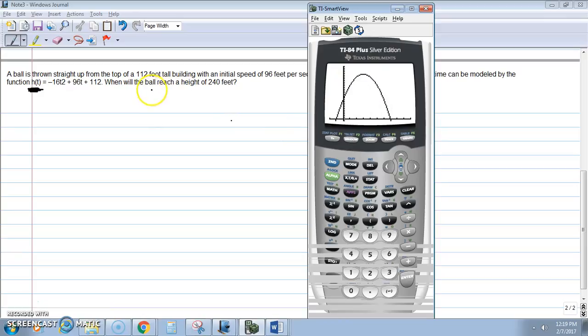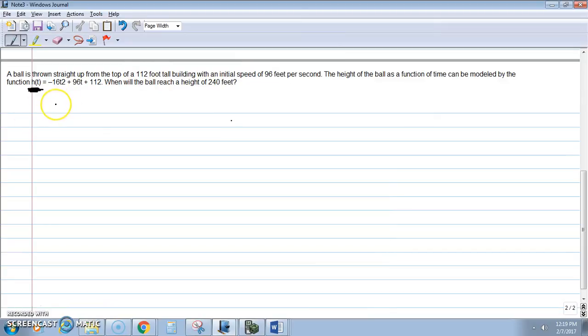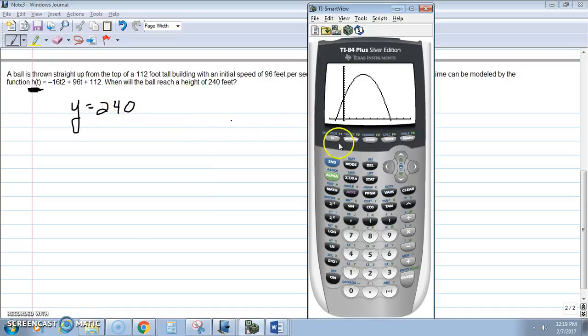Okay, so it wants to know when will the ball reach a height of 240 feet. So I want to solve this equation instead of 0 like before. I want to find out where y is equal to 240 feet. So in your calculator, this is so easy, you guys. Let's go back to the y, and let's just say where is y 240 feet so that we can view it. Then I'll graph it. Cool. So actually the ball is 240 feet twice, right? Once on the way up and once on the way down.